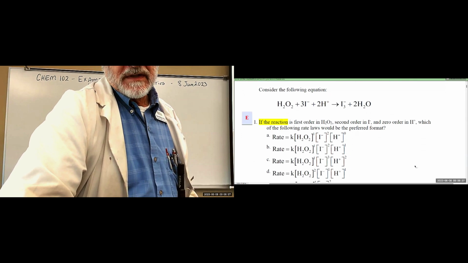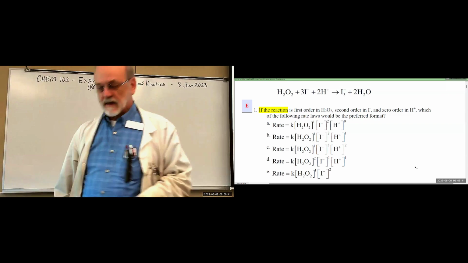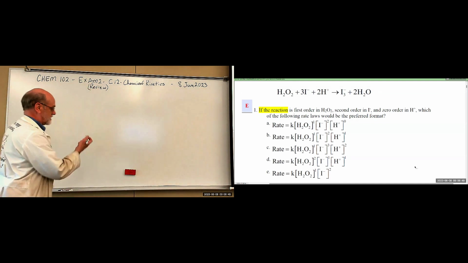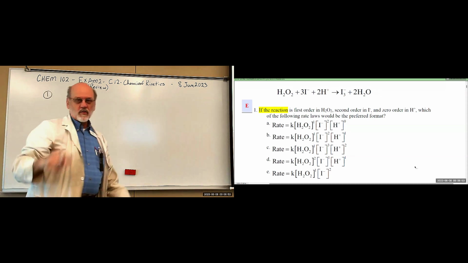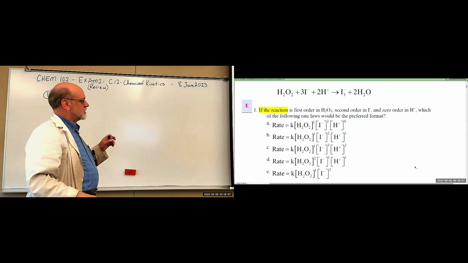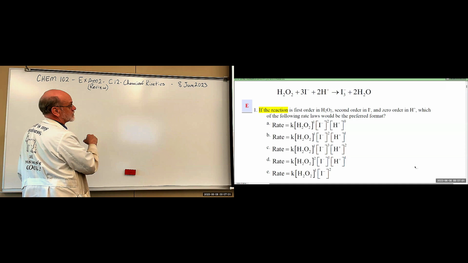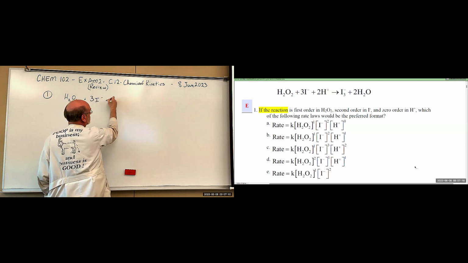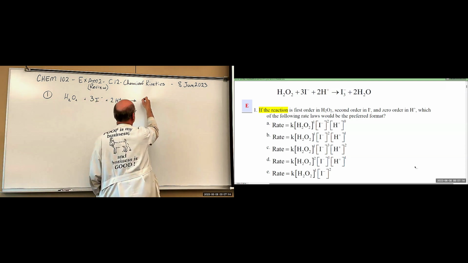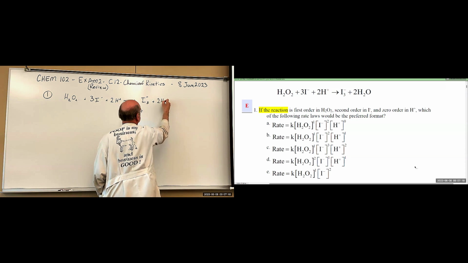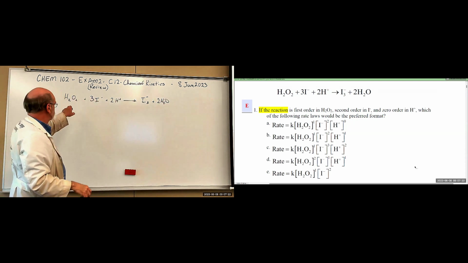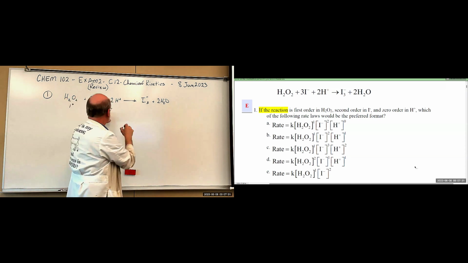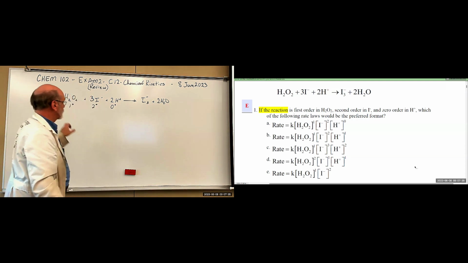All right, so as usual, I'm going to work from the ones that are highlighted. So in this case, number 1, if the reaction is first order, and so our reaction is H2O2 + 3 iodine + 2 hydrogens yields 3 + 2 waters. Okay, if it's first order in this one, and it's second order in this one, and it's 0 order in this one, then we want to write the rate law.